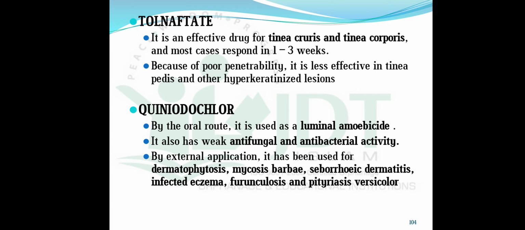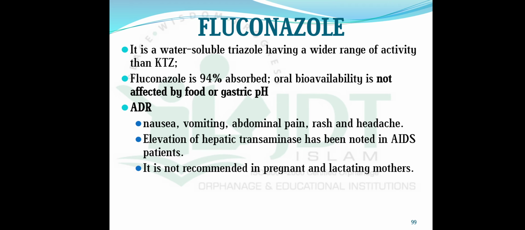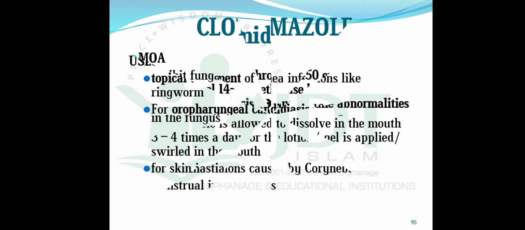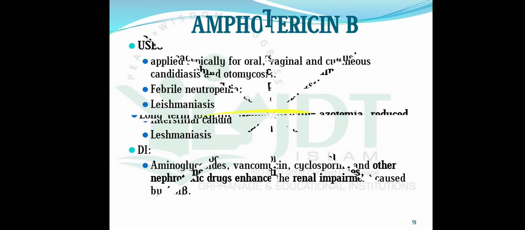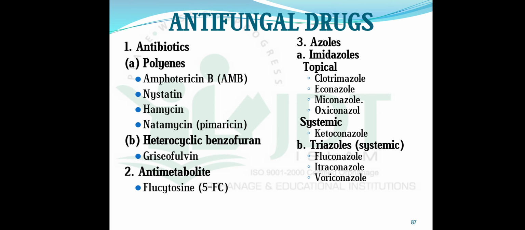So this is all about antifungal agents. Three drugs are more important, which are frequently asked in pharmacology university examinations of second year nursing students: amphotericin B, griseofulvin, and any one of the azoles, clotrimazole, econazole, miconazole, oxiconazole, ketoconazole, fluconazole, itraconazole, and voriconazole. So do not confuse with other azoles.